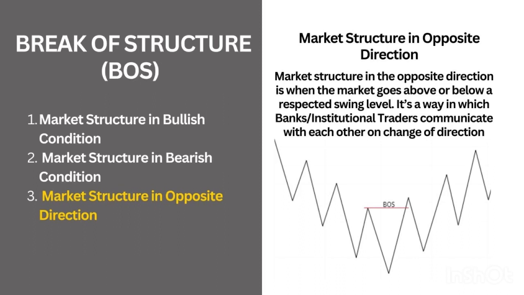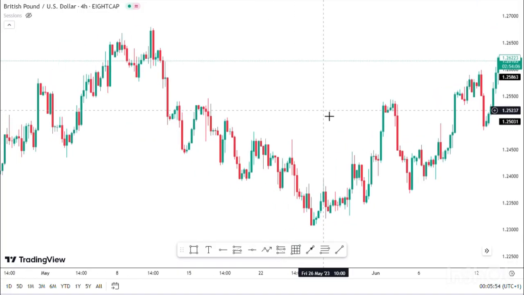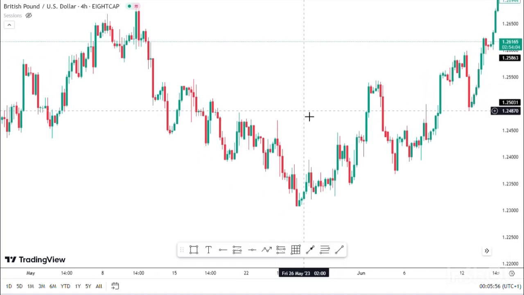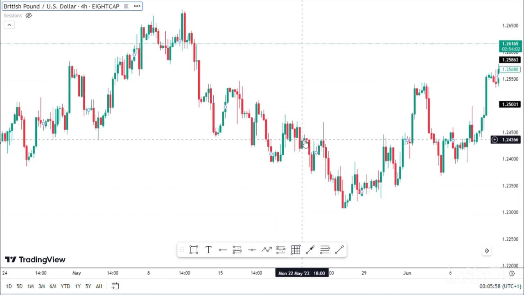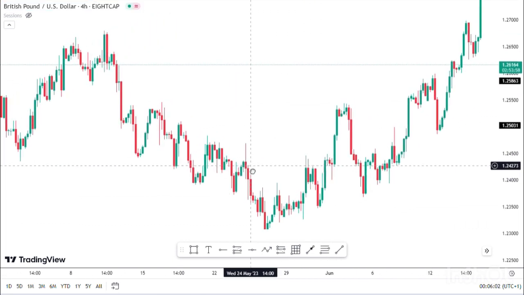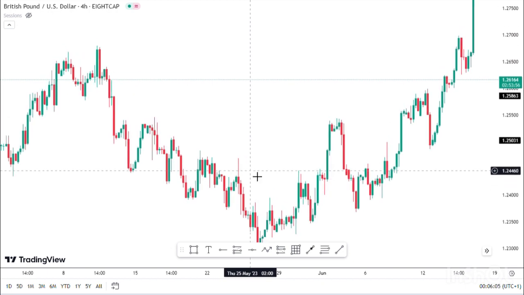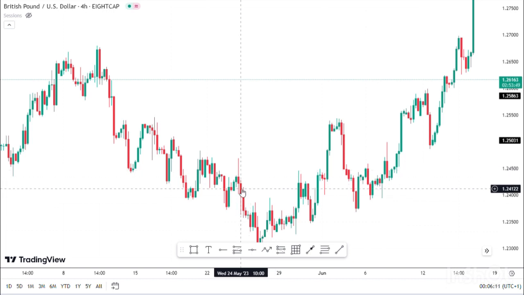So we are going to go into the practical aspect right now, and I'm going to show you guys all these on chart so you can understand it much better. This is the practical aspect. We discussed break of structure, and I gave you three types of break of structure: market structure in bullish condition, market structure in bearish condition, and also market structure in opposite direction. I'm going to be showing you guys on chart how to identify them.